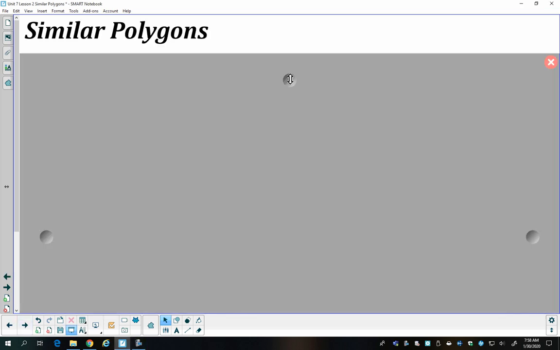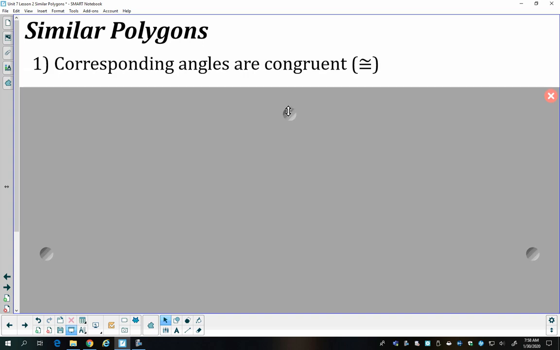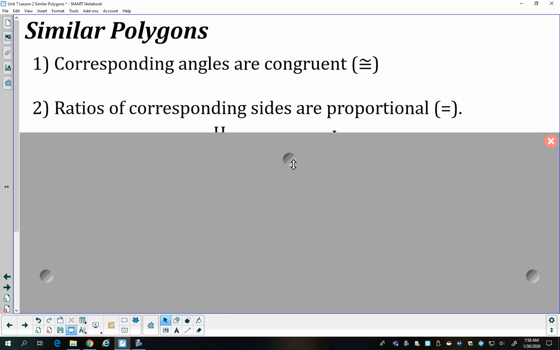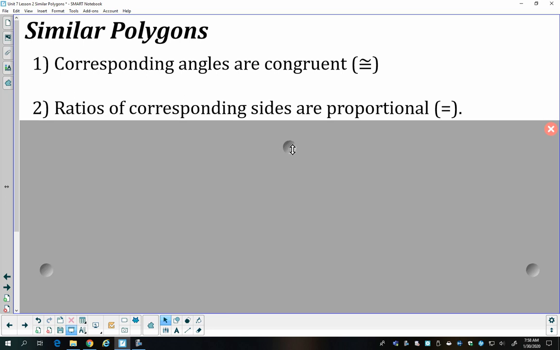So congruent means that two things are the same size and shape. Similar means that they're the same shape, but not really the same size. So if we know that two polygons are similar, we know that their corresponding angles are congruent. That's the same as when we had congruent triangles, or any congruent polygon really. The difference here is that the corresponding sides aren't going to be congruent. If they were, then they would just be congruent polygons.